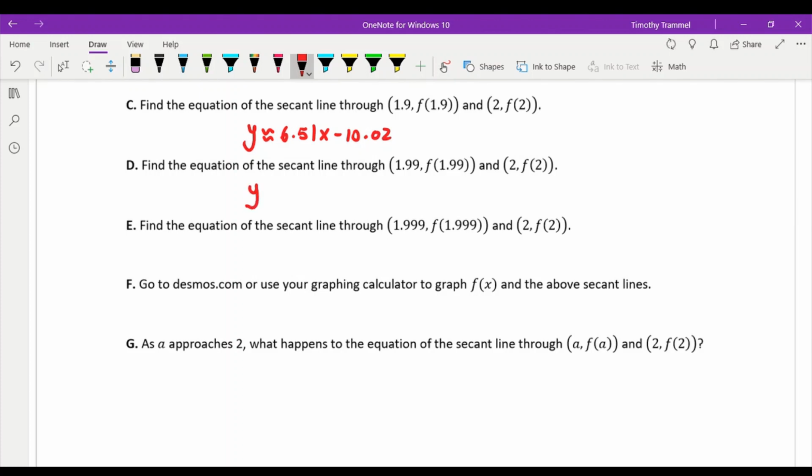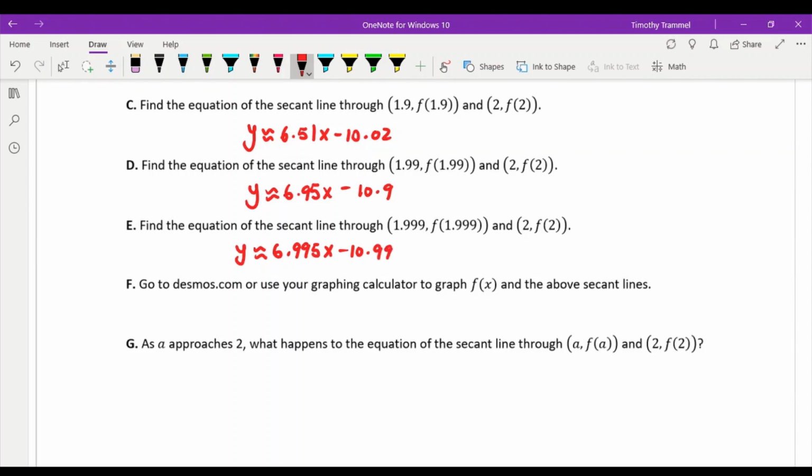And then we're going to shorten up that interval again a little bit more. We're going to do that really 2 more times. And so the next one is 6.95x minus 10.9. And then the very last one, going from 1.999 to 2, the secant line is y approximately equal to 6.995x minus 10.99.